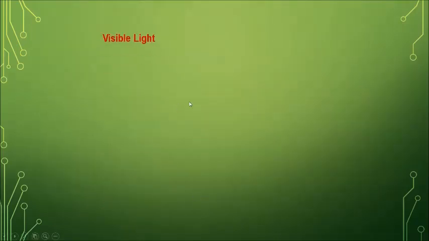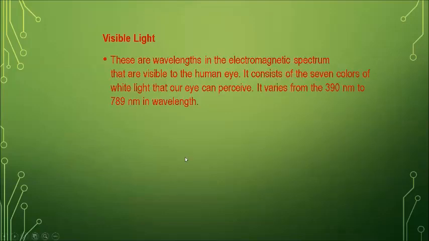Okay. Now, what about visible light? The word visible means can be seen by the human eye. So these are wavelengths in the EM spectrum where we are able to see the light. It consists of the 7 colors of white light that our eye can perceive. So yan yung range ng kanyang wavelength from 390 to 789 nanometers.